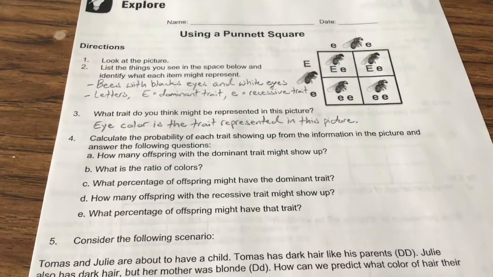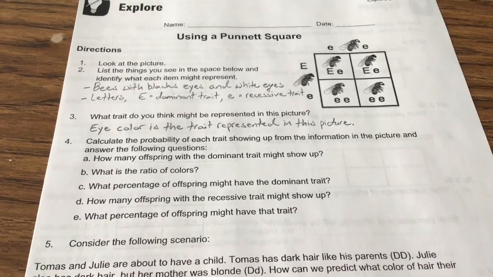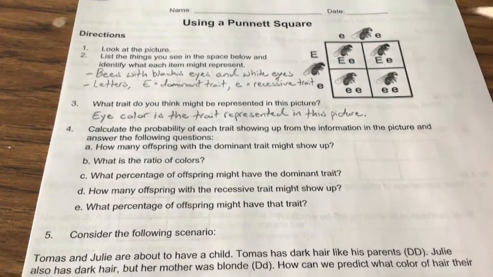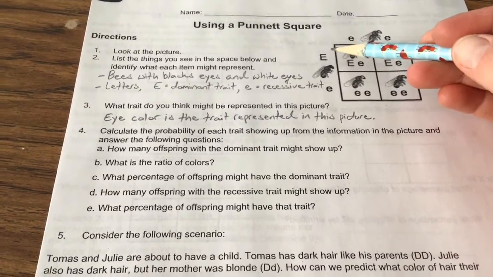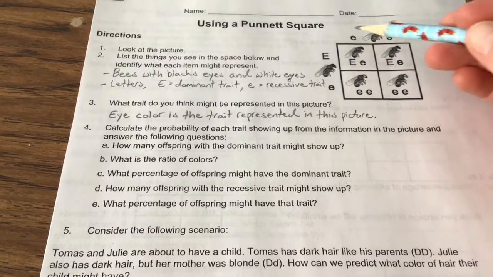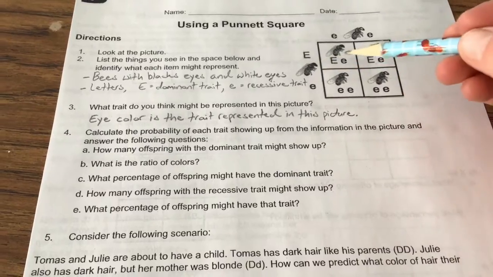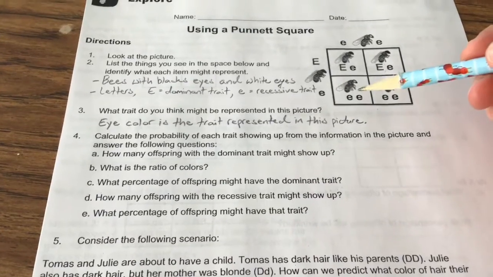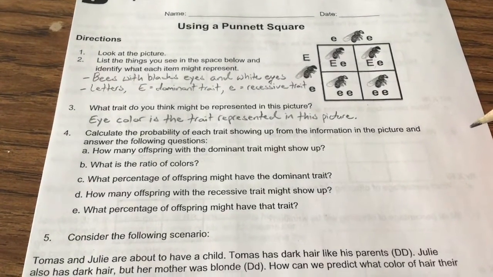So now we're on to number 4, and we're asked to calculate the probability of each trait showing up from the information in the picture and answer the following questions. What we first need to understand is that as we're looking along the sides of this diagram, we are looking at the two parents. Let's just refer to the parent on the left-hand side as the mother and the parent along the top as the father. If these are the two parents, inside the diagram we have represented their offspring. And the diagram has 4 boxes, which represents 4 different offspring.